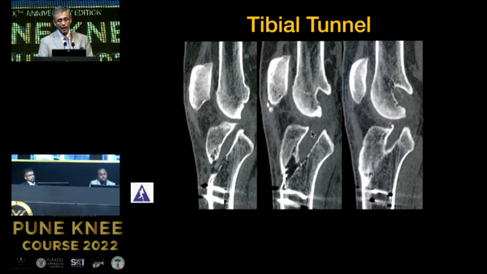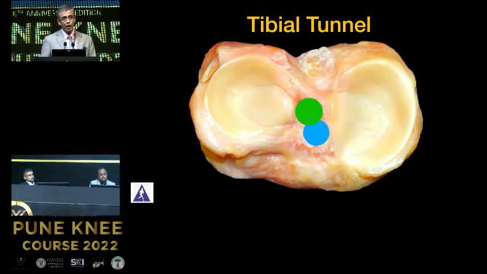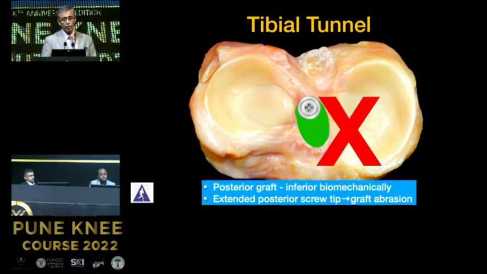If you have a very large dilatation with a posteriorly placed tibial tunnel, you have to be careful, because these are probably the more notorious ones. If you place your screw posteriorly, it's not a very good idea, because a posteriorly placed graft is inferior from a biomechanical standpoint. And if you have a long posterior screw tip, it leads to graft abrasion. So be careful of tunnels which are incorrectly placed on the posterior aspect.